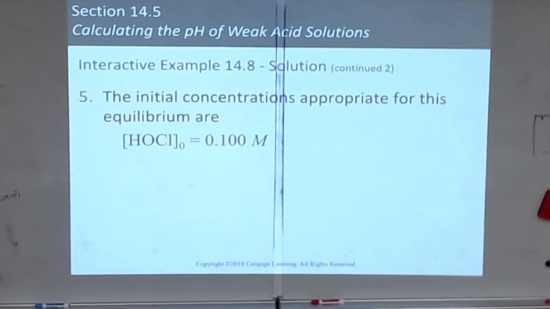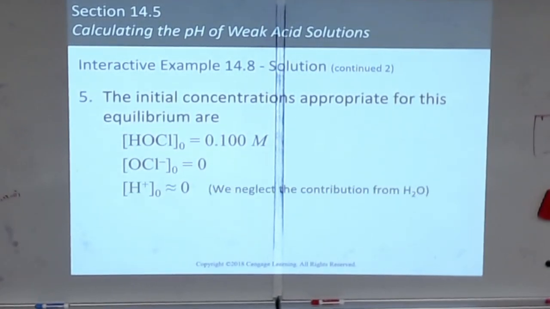The initial concentrations. We initially started out with this, right? We have 0 of this, and we're going to ignore how much is coming from water, because compared to however much we're going to get from the hypochlorous acid, it's really, really small. All right, good.